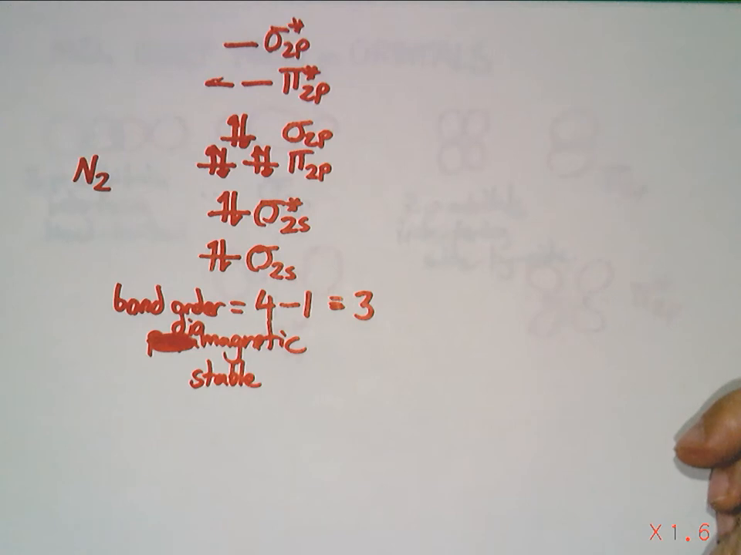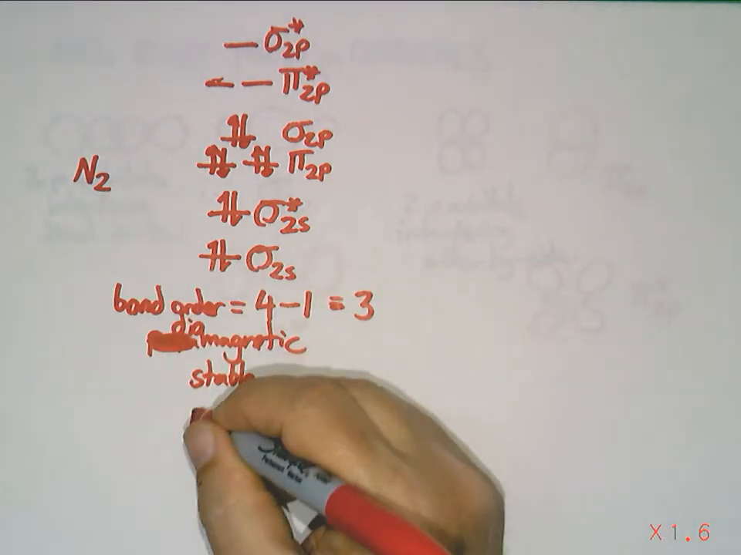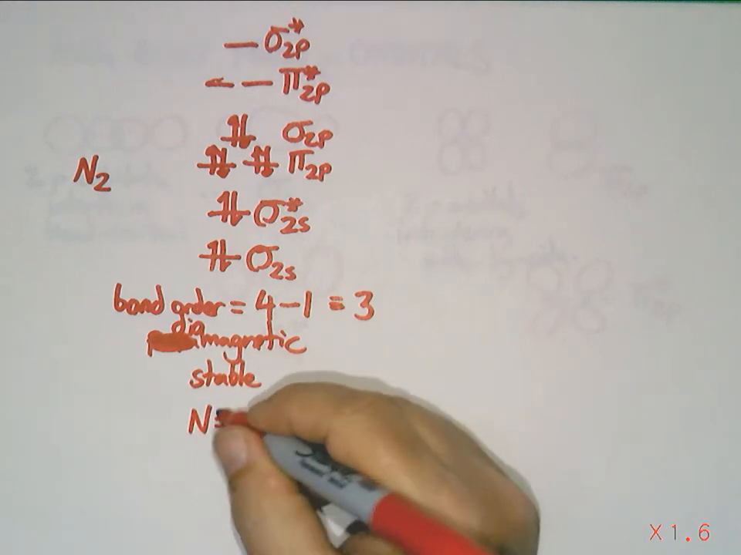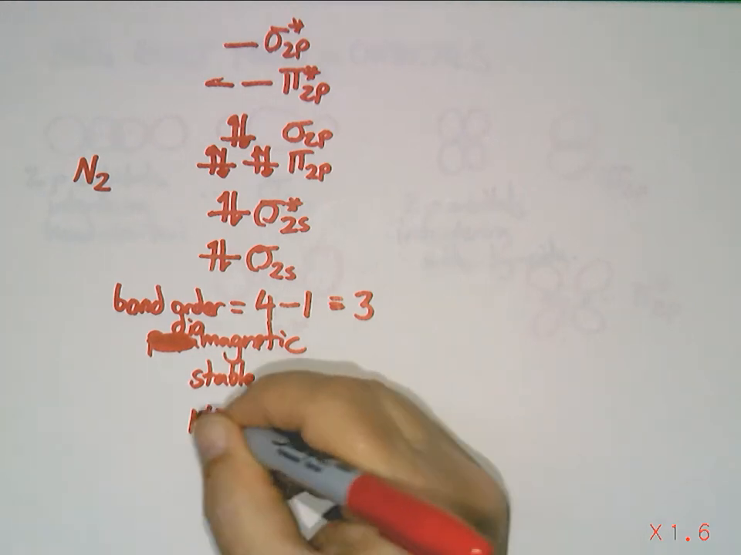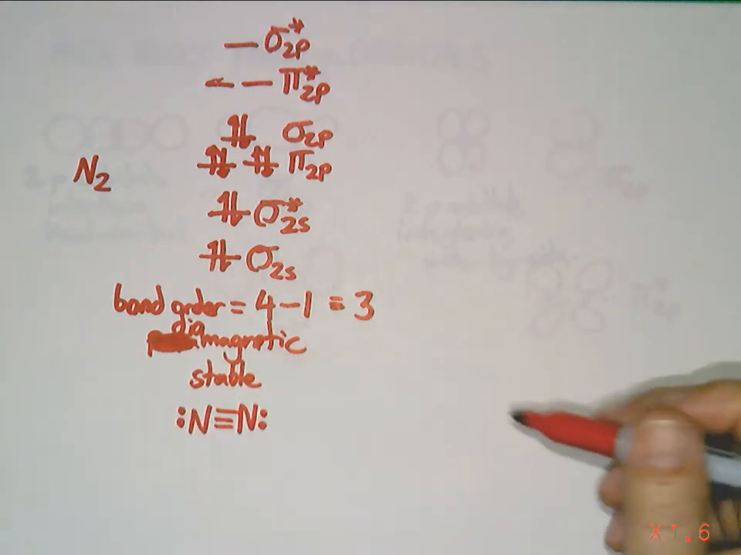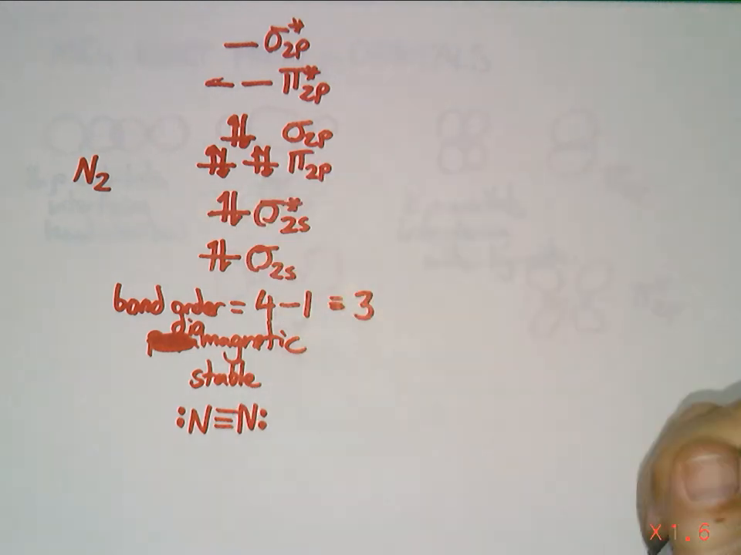And there, I've described this pretty well. Now, if you look at the Lewis structure for this, it agrees with the molecular orbital theory's prediction that you should have a triple bond in here.